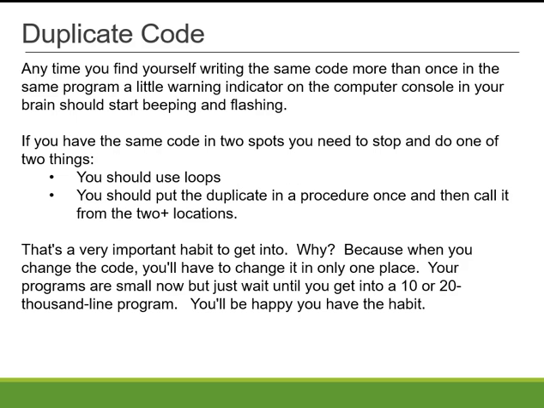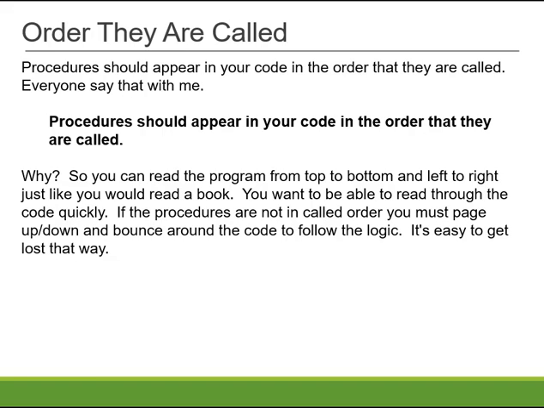When you find yourself duplicating code, this means you probably need a loop, or you need to create a method for this code. This is very important since you will only have one place to modify the code. This will save you time and effort in the future. This is a good rule to follow.